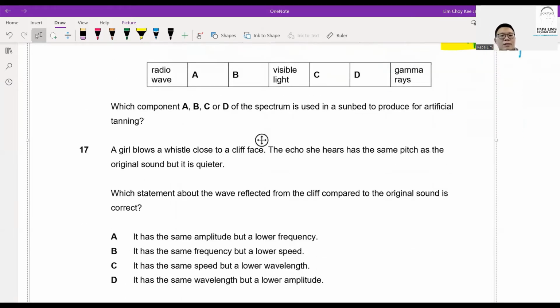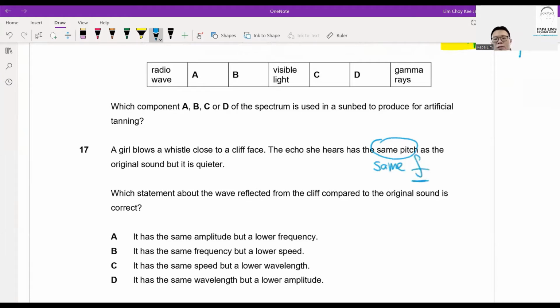Number 17. When I say same pitch, the first thing that comes to your mind is same frequency, because pitch is actually frequency, a different presentation. But the original sound, and it's quieter. Quieter means loudness is softer. Loudness has an impact on amplitude. So the amplitude is actually smaller.